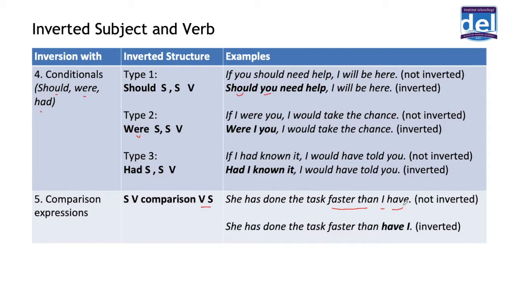Pretty normal for us. However, it is also possible to see a sentence like this. "She has done the task faster than have I." See, this is the comparison expression, and this is the verb, auxiliary, and this is the subject. This verb or this auxiliary, again, depends on the tense.